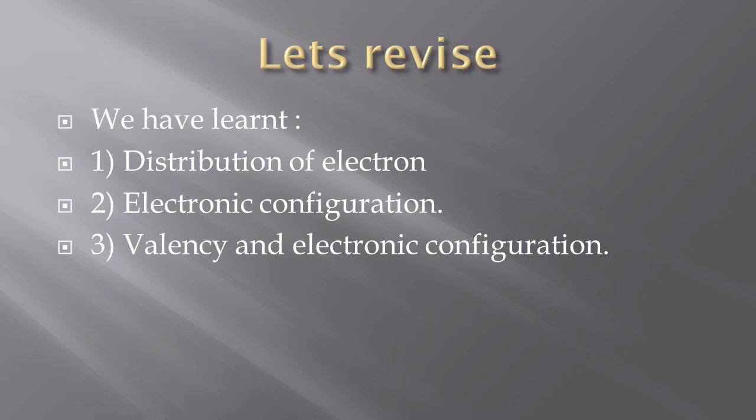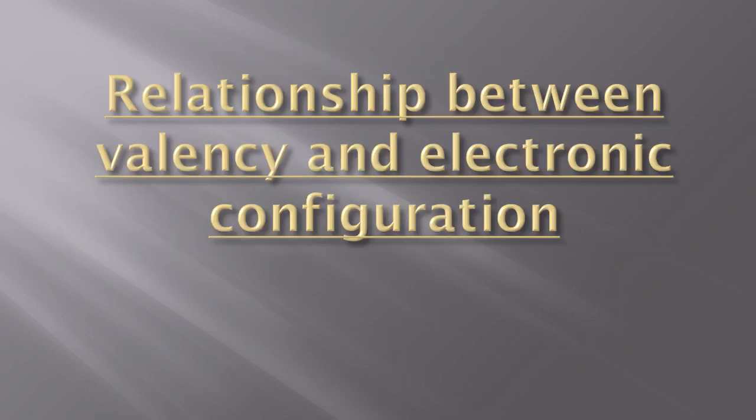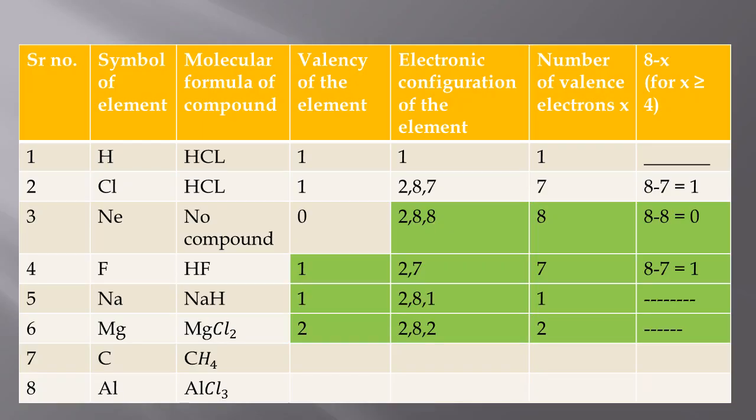So let's start the chapter. First we will learn about the relationship between valency and electronic configuration. Students, in your textbook one table is given to understand the relationship between valency and electronic configuration. So let's see the table.